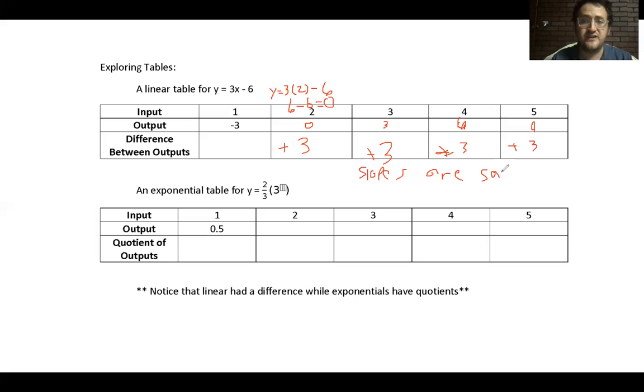Now, unfortunately, the transfer of this example into the PowerPoint did affect things. This should be 2/3 times 3 to the x. And actually, the output on this one is going to be 2, because this is 2/3 times 3 to the 1. But if I wanted to find it with the 2, I'm just going to rewrite this, 2/3 times 3 to the x.